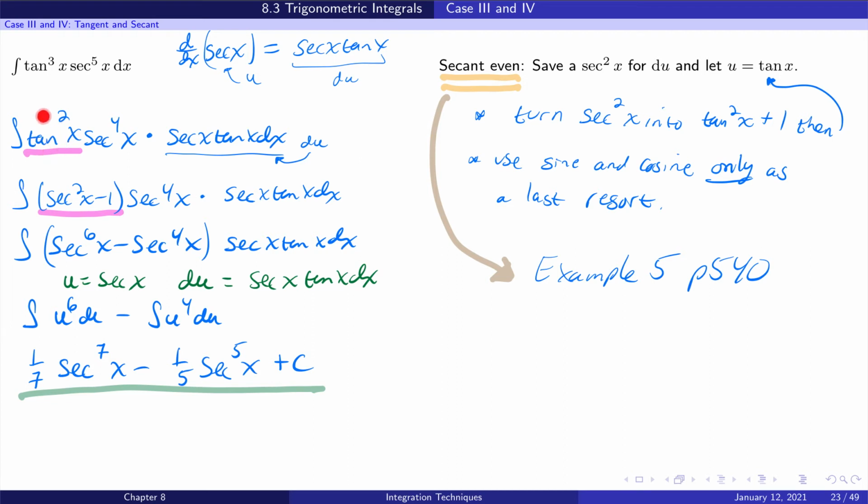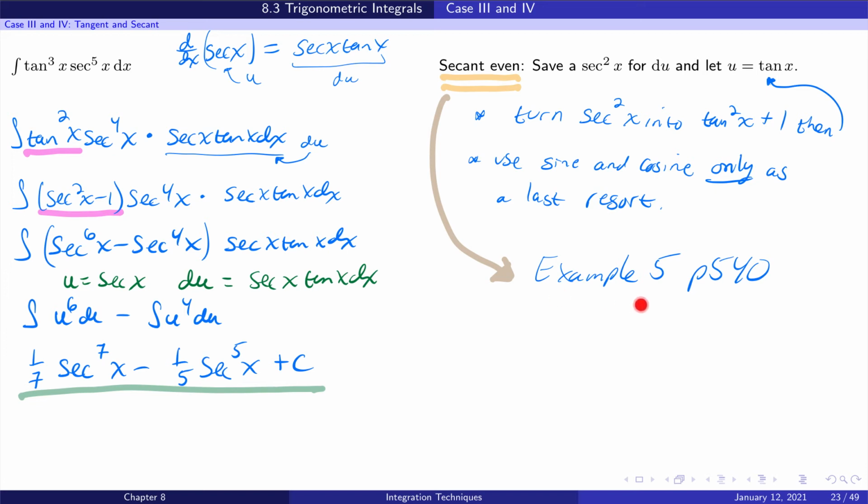I'm going to convert this tangent squared into secants because the derivative of secant is sitting right there. So tangent squared becomes secant squared minus 1 from the Pythagorean identities. Distributing my secant to the fourth, I've got this. And then now I'm going to let u equal secant. Du is secant tangent, so I've got the du right here, and I've got u to the sixth and u to the fourth. So separating u to the sixth, u to the fourth, the antiderivatives are pretty straightforward. You just get 1/7 secant to the seventh and 1/5 secant to the fifth, and don't forget your plus c.